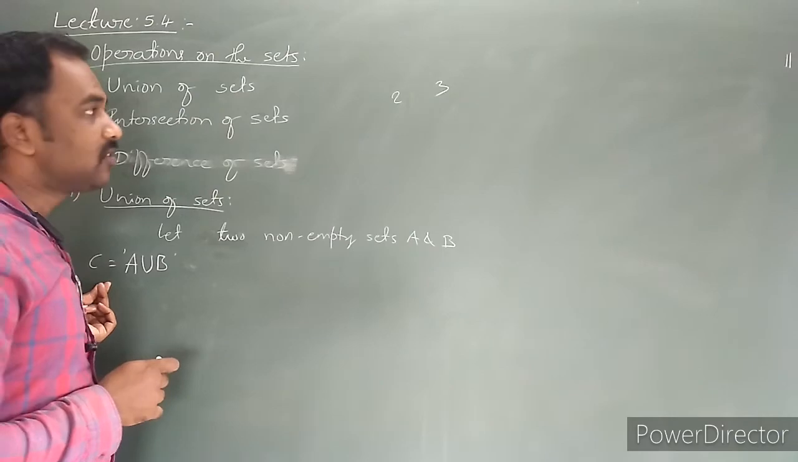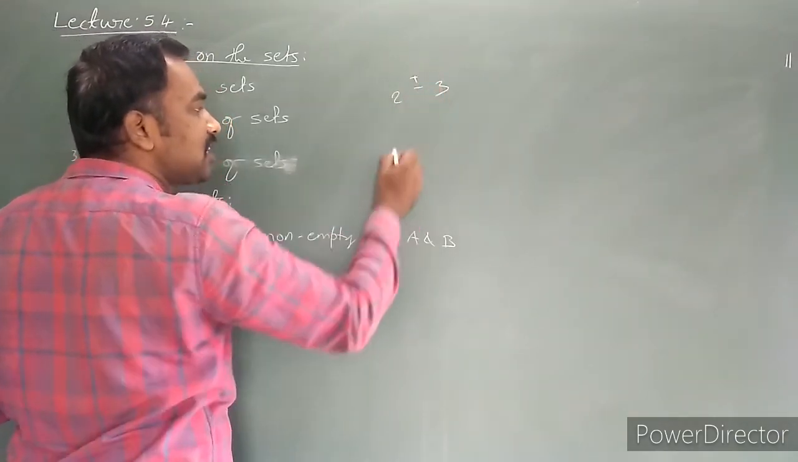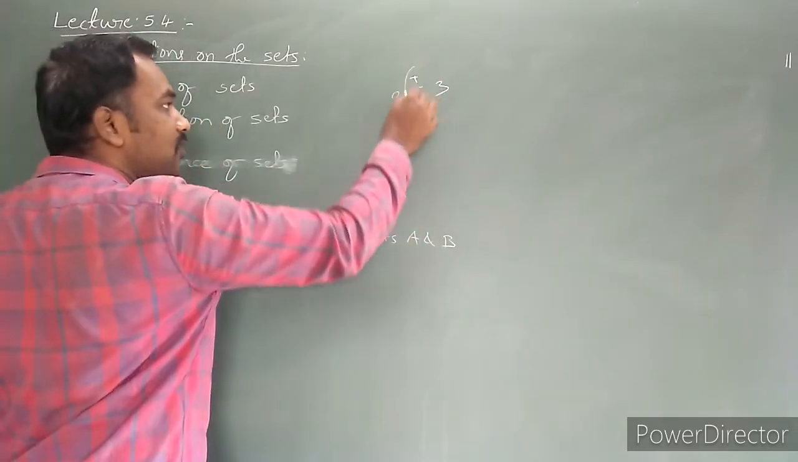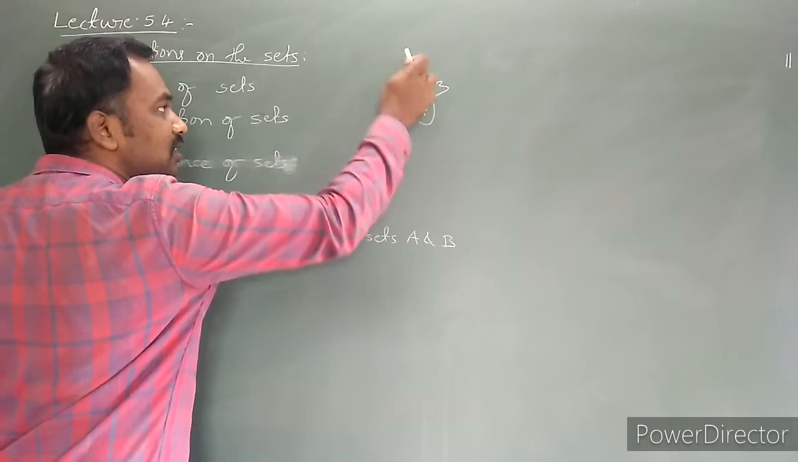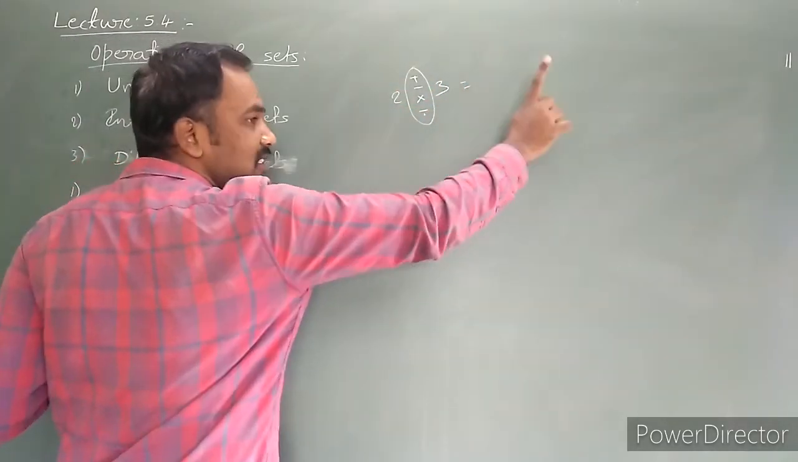Operations on numbers, you know that. What are the operations we can do on numbers? Addition, subtraction, multiplication, division. These are the four operations we can do. After doing any one of these operations with two numbers, the result is a single number.